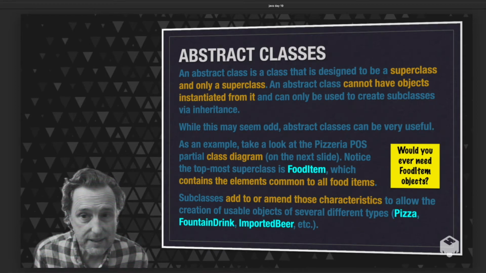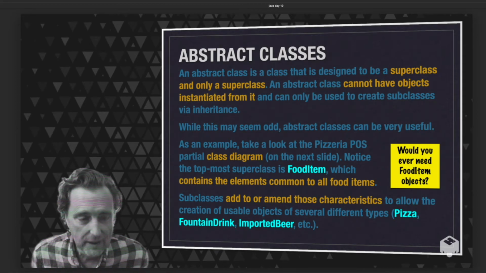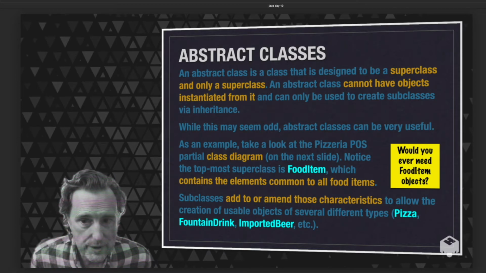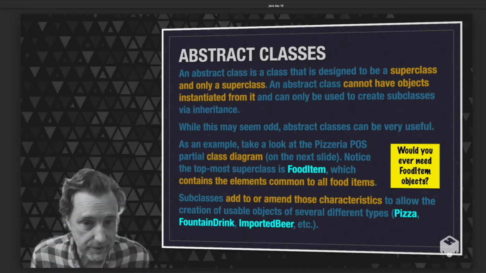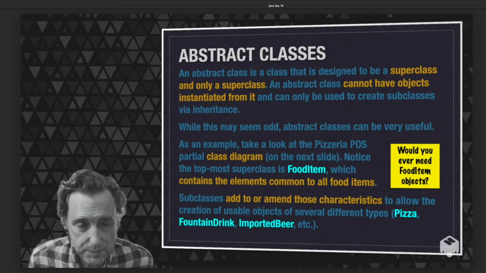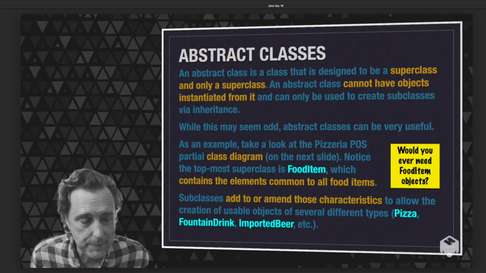So an abstract class cannot have objects instantiated from it. It can only be used to create subclasses. It's odd because up until now, every class that we've had, its purpose was, for the most part, to create objects based on it.